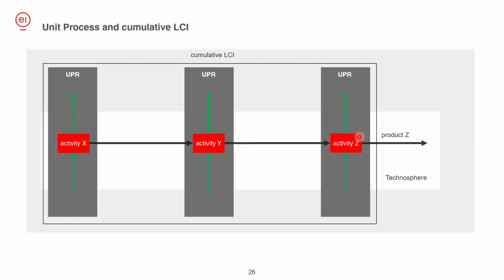Now, activity X supplies activity Y, that supplies activity Z, that produces the product Z. When we look at activity Z, if we want to have a cradle-to-gate modeling, then we are going to go for the cumulative LCI, which means that in this case, we are going to look only at what goes in and out from the environment. And of course, we have the reference product, this product Z.